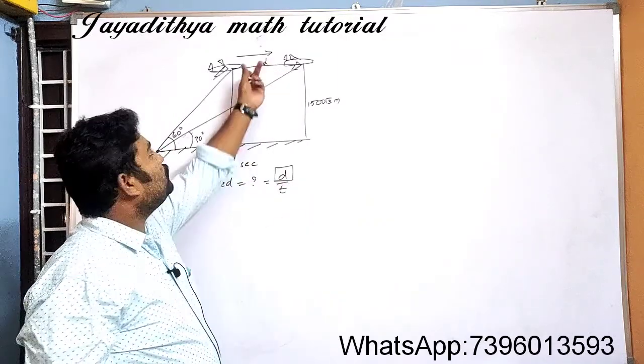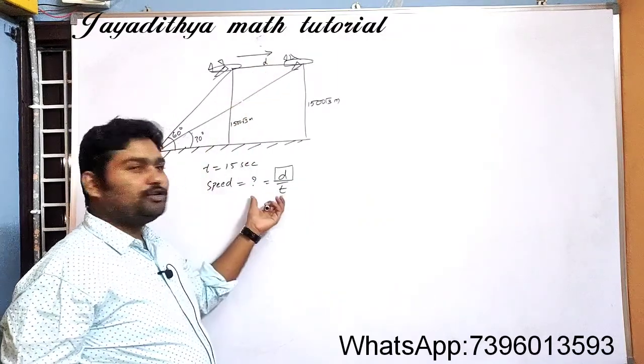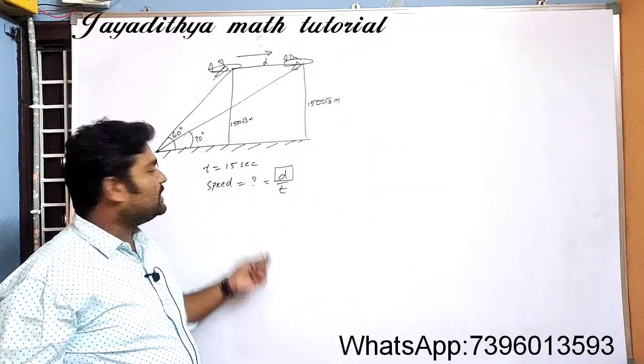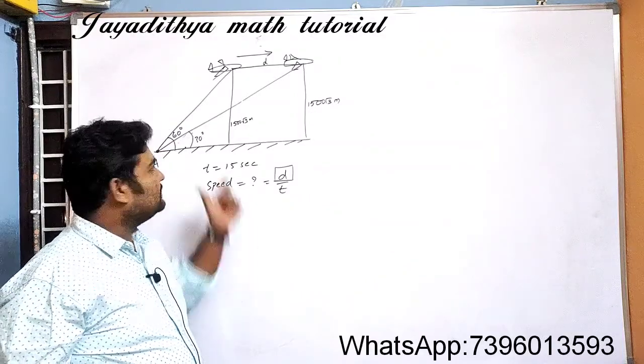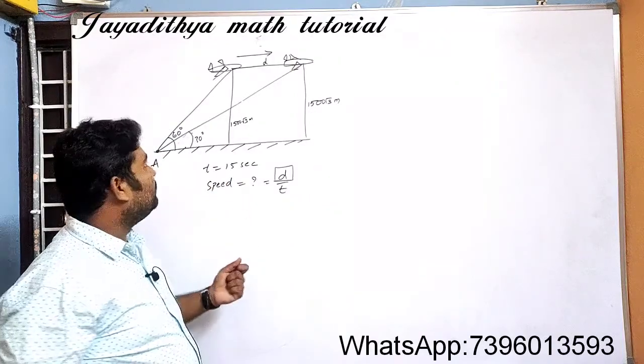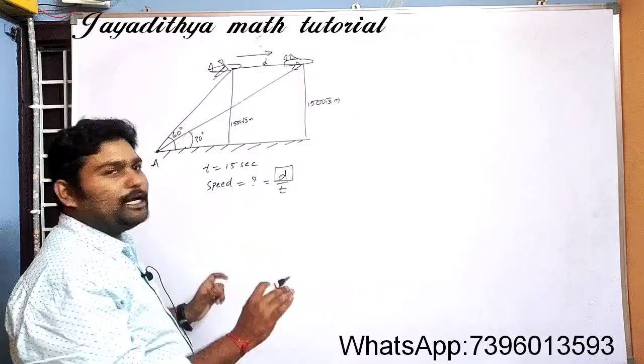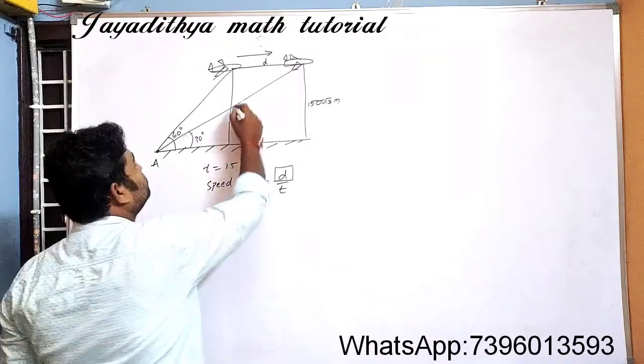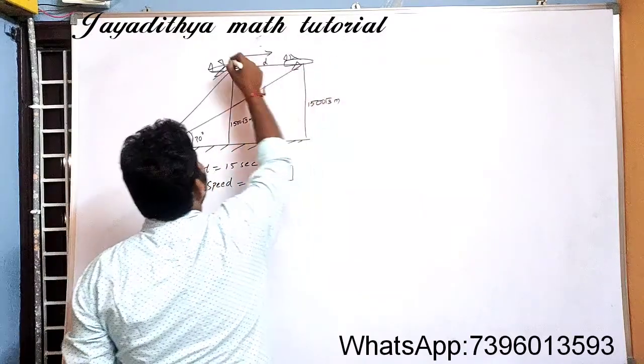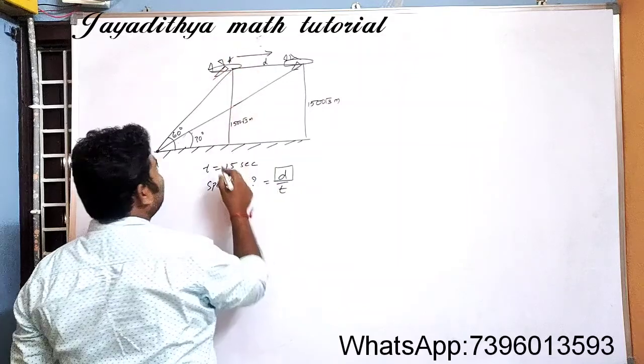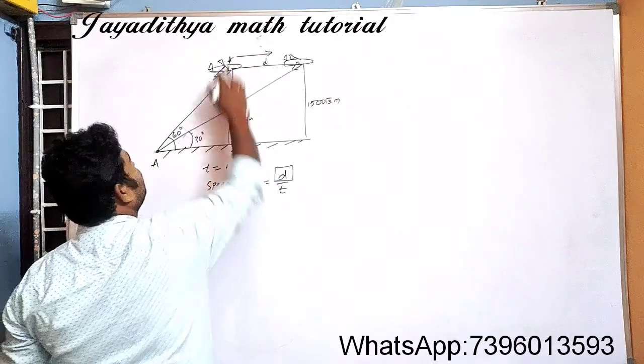You need to find the distance and substitute here, then you will get the answer, that is the speed of the jet plane. That's why I told you this class is very important. So let us try to mark the point here. Let us take this first point as A, and already we have written this one now.